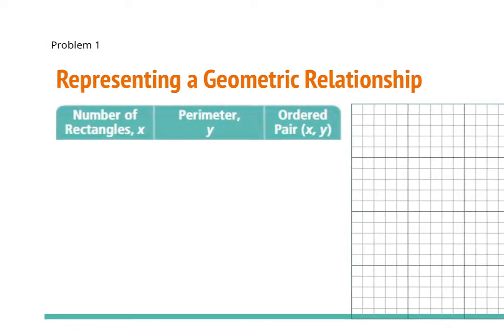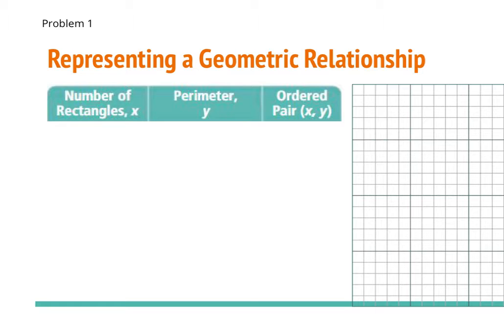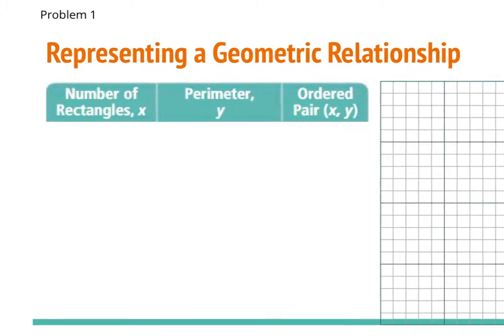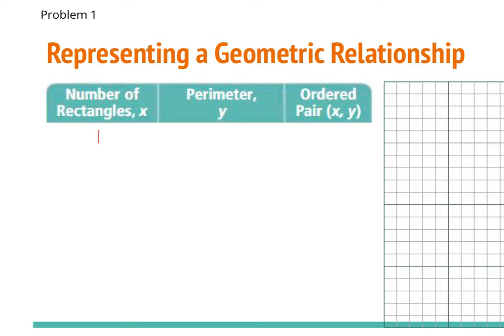All right, so first off, the number of rectangles. So our first one was 1, then we had 2, 3, and then 4. The perimeter, y. So we just calculated that. So we have 14, 16, 18, and 20. And then the ordered pair, we're going to write it as x comma y. So our independent variable is x, and our dependent variable is y.